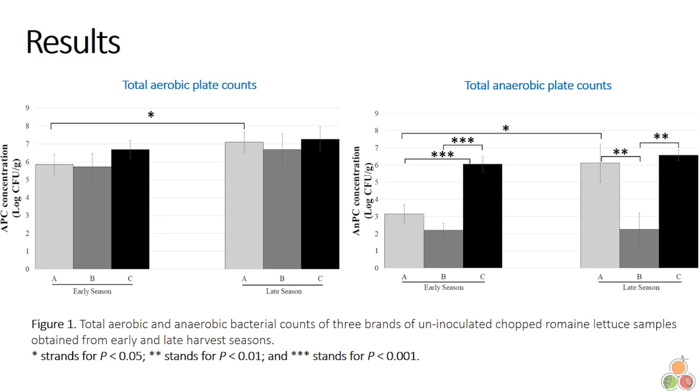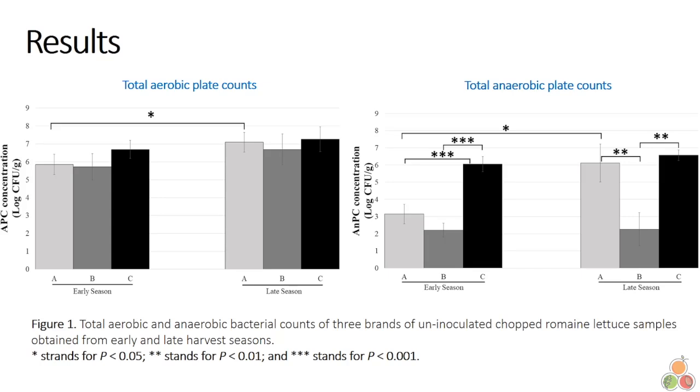So that's something I want to mention. As you can see, for total aerobic plate count, we didn't see much difference among the A, B, C brands. The only time we see a small difference, where I put 1 star on top, meaning the p-value was 0.05, it's significant, but the difference was not big. It's about 1 log difference between the early season A and late season A.